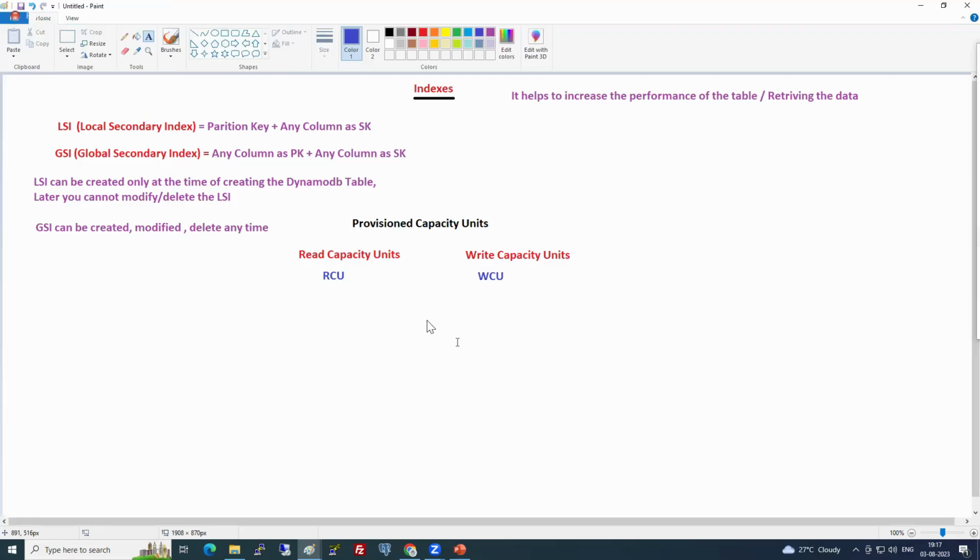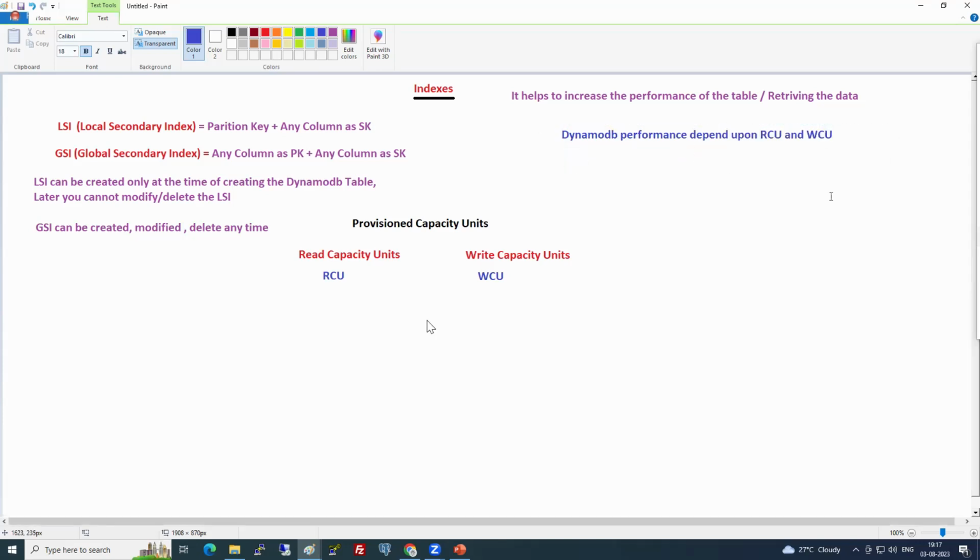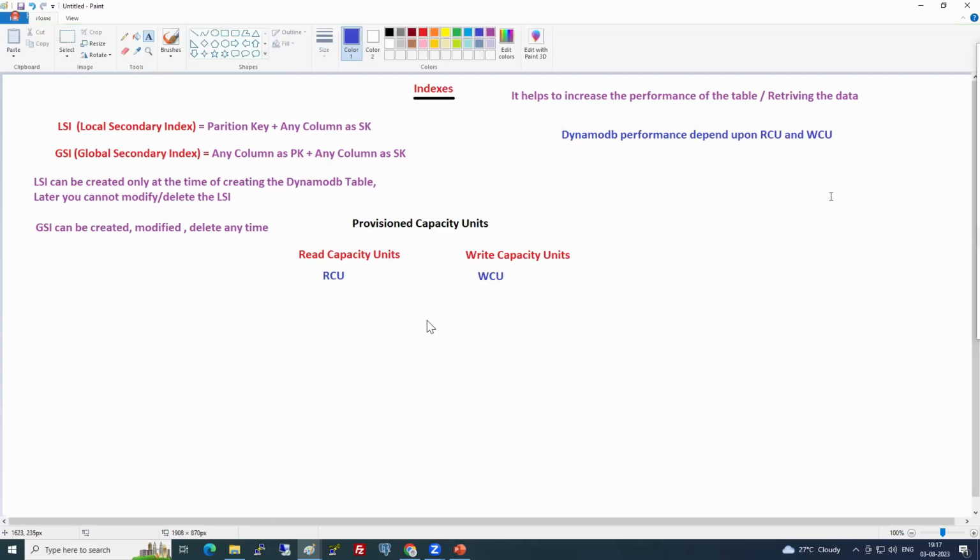RCU and WCU, guys. So what is RCU? Read capacity unit. WCU, write capacity unit. Your DynamoDB performance depends upon the number of RCUs and the number of WCUs. Based on how many you have given, DynamoDB will read and write. I told you, push button scaling.